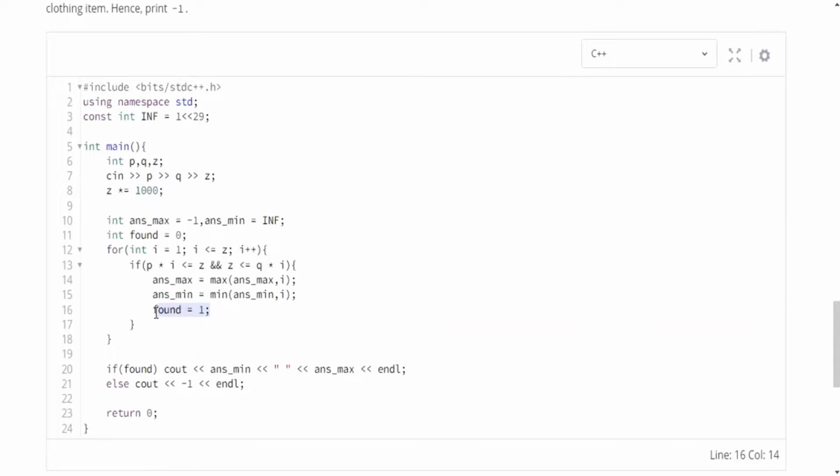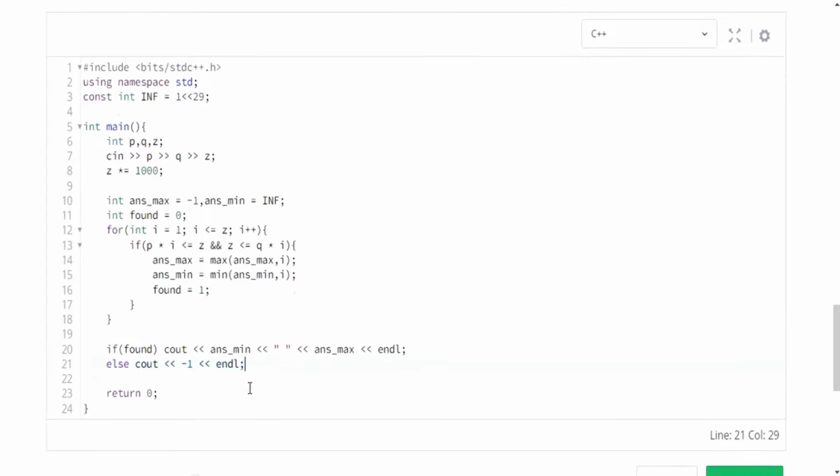Now again, found will be set to 1 because we at least found a certain answer, right? Once we come out of this particular for loop, we'll be checking whether we found the answer. If we found the answer, we'll output the minimum number of rectangular pieces chosen and the maximum number of rectangular pieces chosen. Else, we'll output -1 if we didn't find any answer. And this is how we could go by the approach discussed.